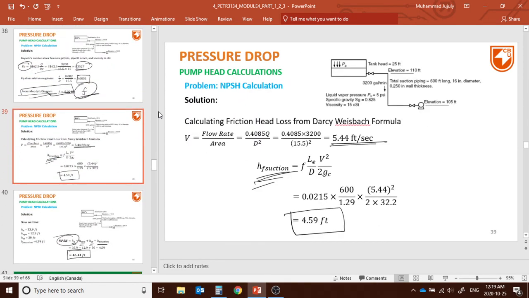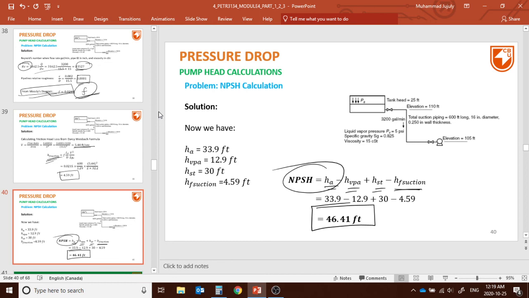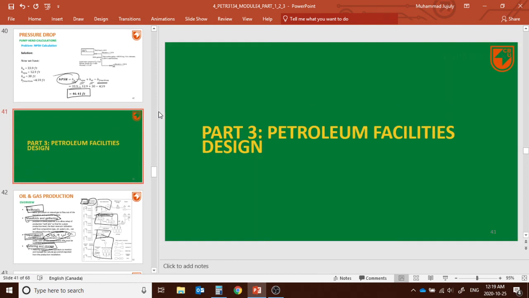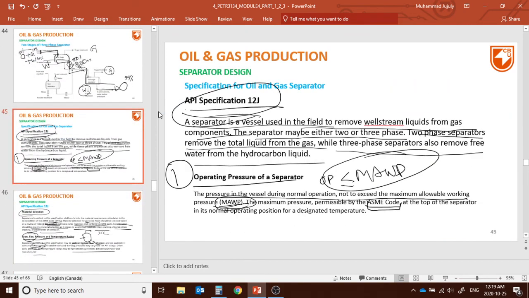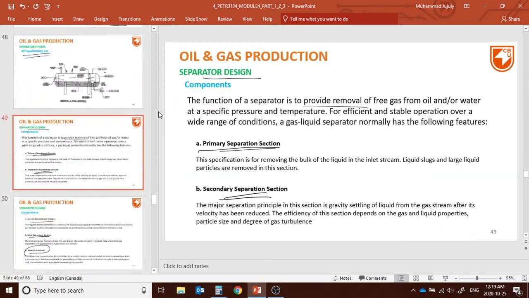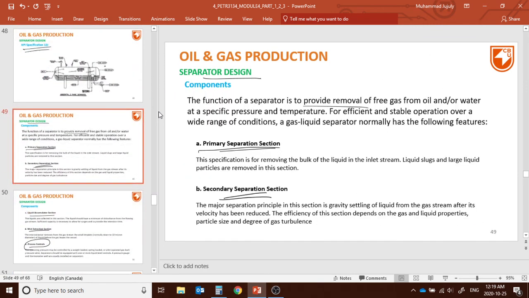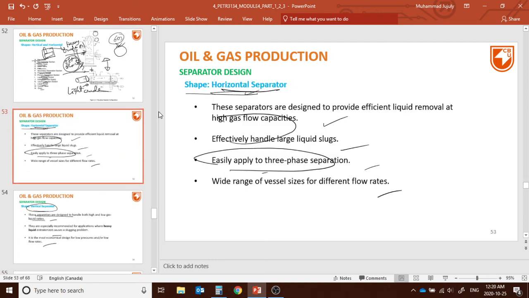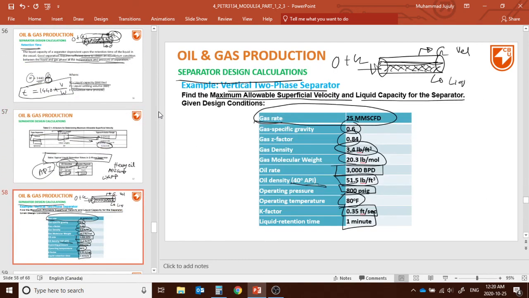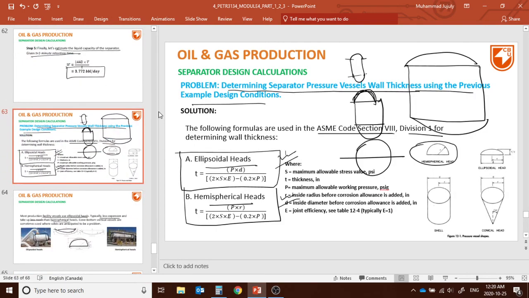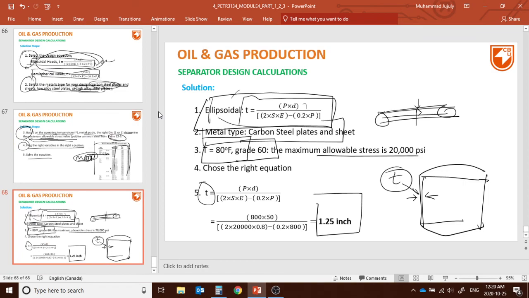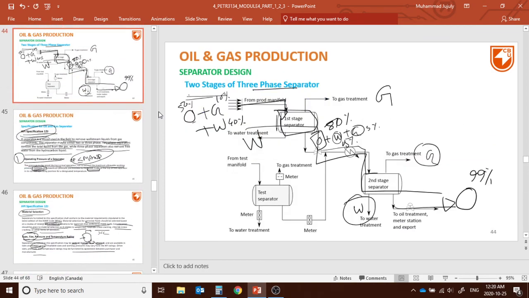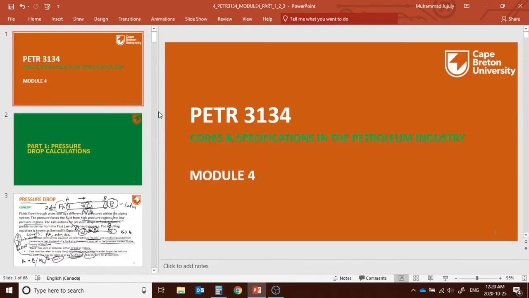We have learned how to calculate the NPSH. And in part 3, we learned about separator designs: how the separator design works, what specifications we should use, and how we can design a separator or a pressure vessel step by step. So that's how we learned all the information. This would be all, folks. This is the syllabus for all the parts of module 4.